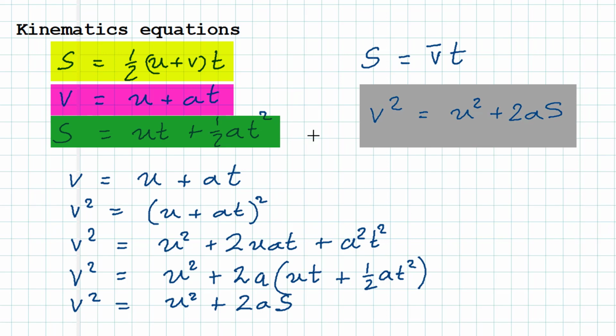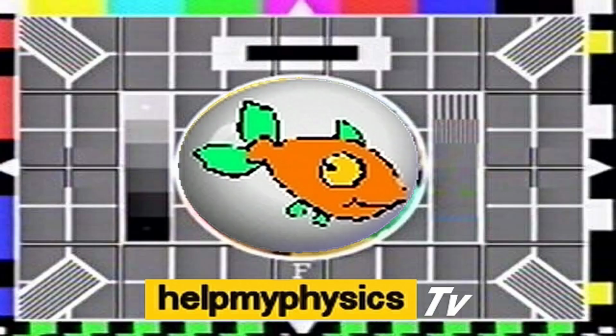So there's our key kinematic equations. Average velocity times the time is displacement. v equals u plus at. s equals ut plus a half at squared. And finally this one here, which has got no time involved in it, v squared equals u squared plus 2as. These are the kinematic equations. Physics is wonderful. Physics is cool.